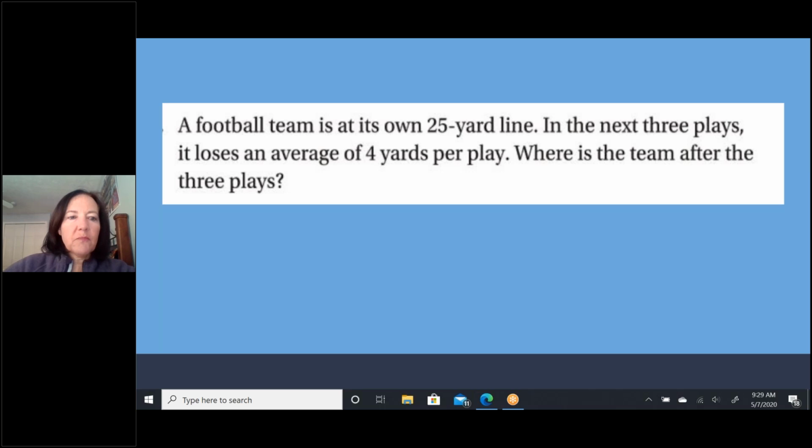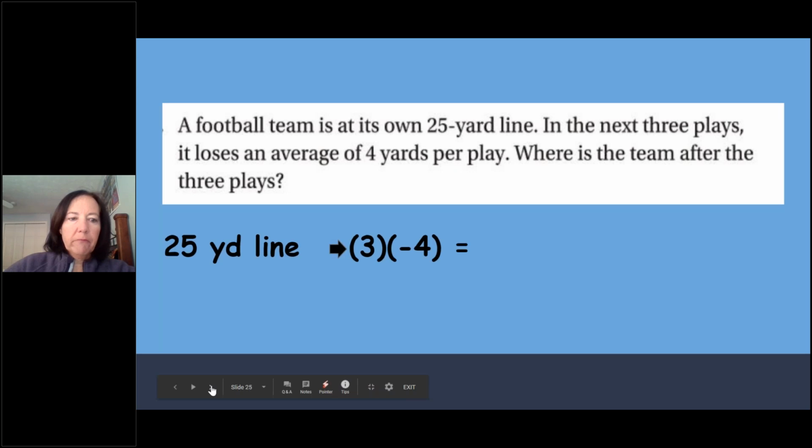Not quite. Okay, so the first thing I do is I write, there's not really a picture for me to draw, because ordinarily when I've got a word problem, I try like heck to draw a picture to help my brain understand. Since there's not a picture, I kind of try to write down the information that is in the word problem. So I know that I'm starting out on the 25-yard line. And then I know the next thing that happens is there are going to be 3 plays.